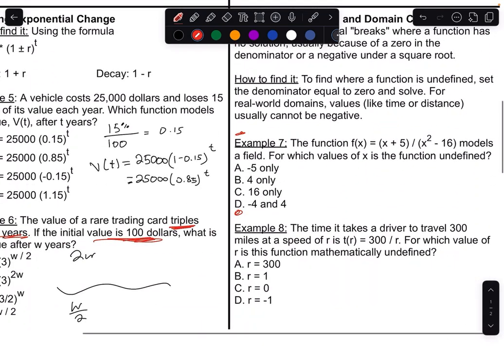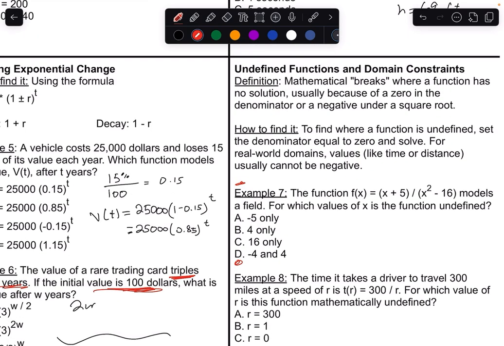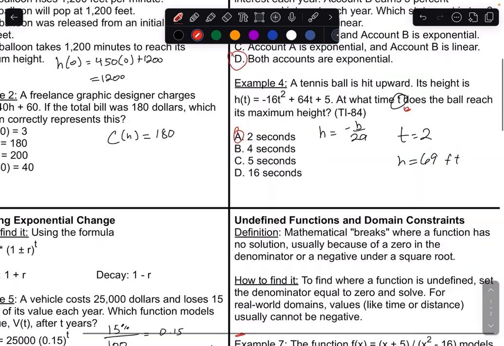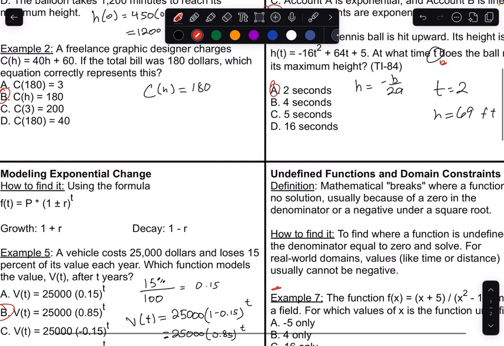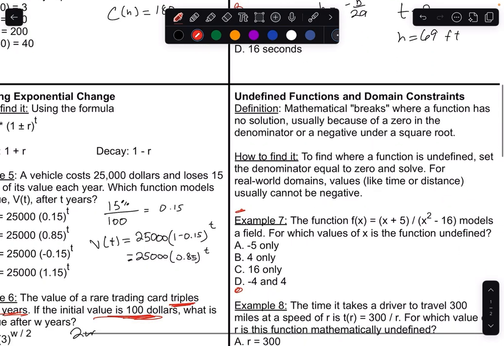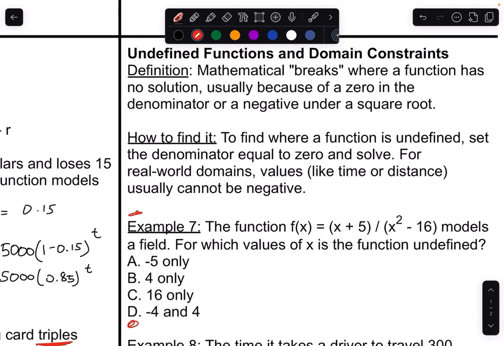Last one for this video, a little bit longer video, which is always fine, is domain restrictions. We have different types of functions, but with these linear, exponential, quadratics, the value of x can be any number in the world, all the way from negative infinity to positive infinity. That's not the case for all functions. Specifically, if we look at two functions, one of them being a square root and the other being a rational function, or like a fraction.